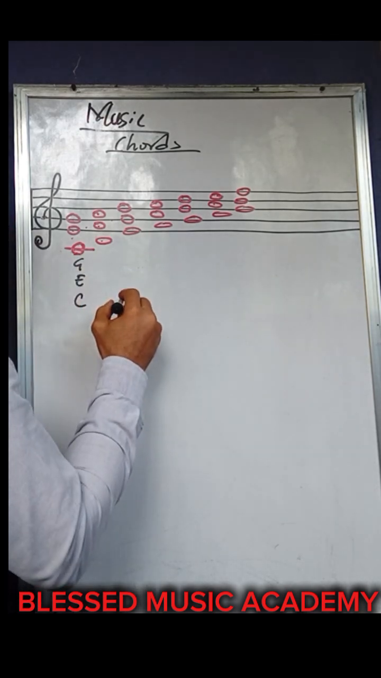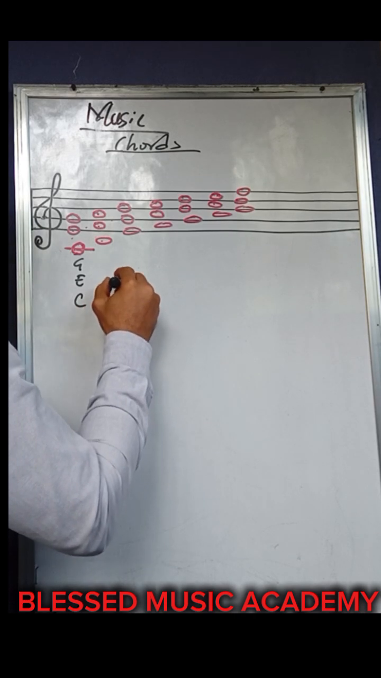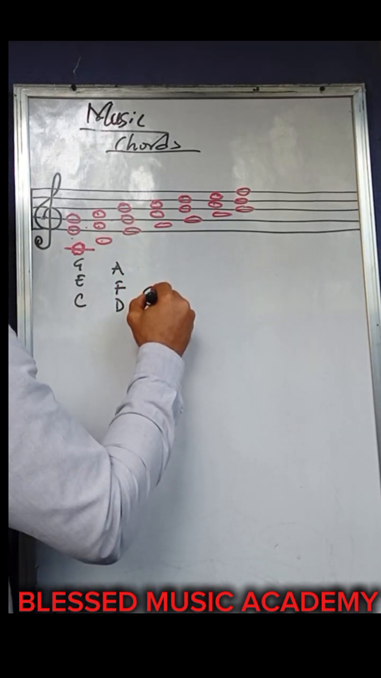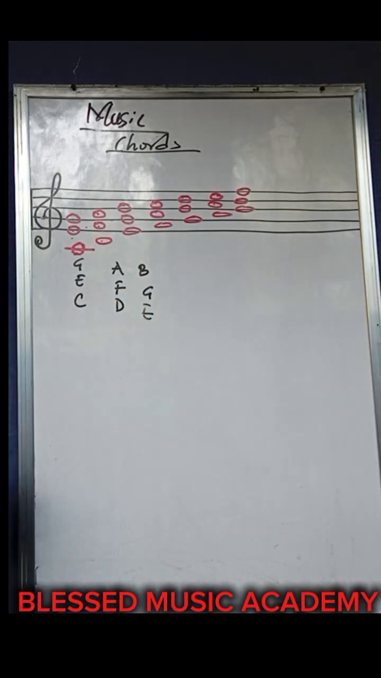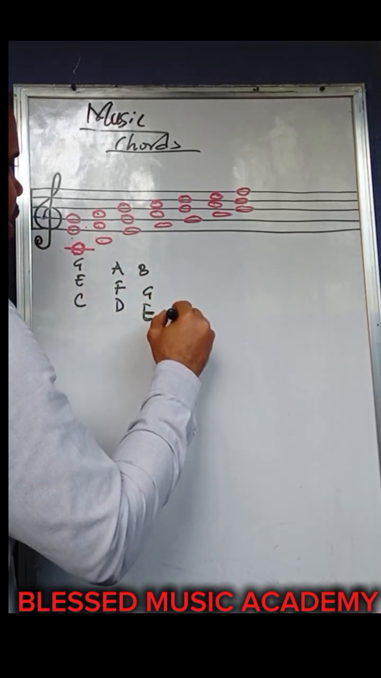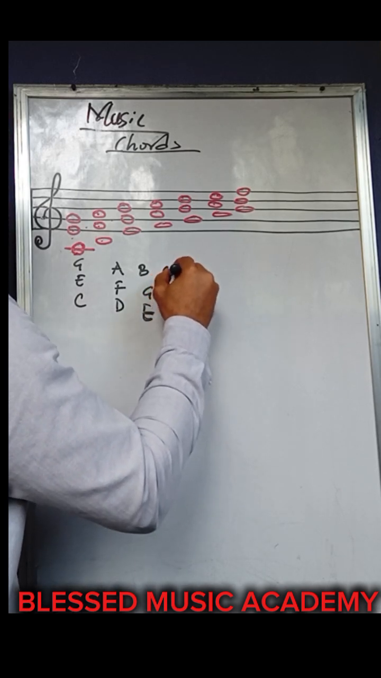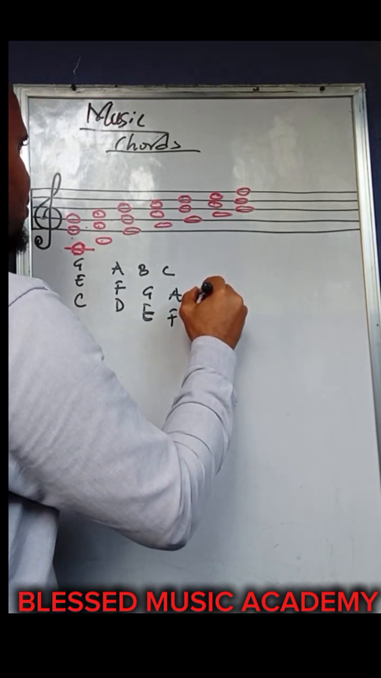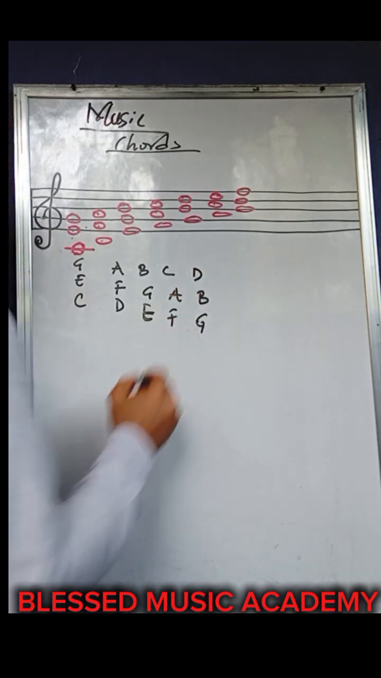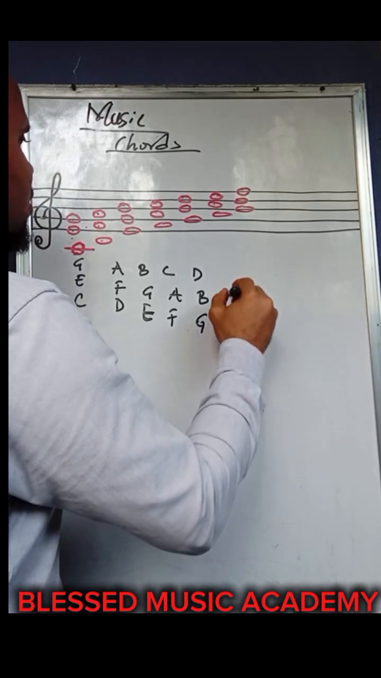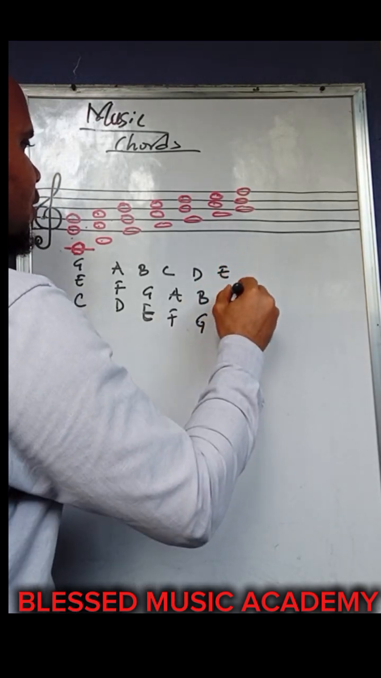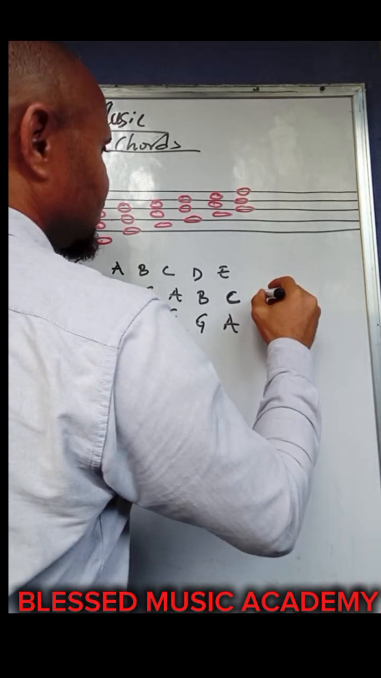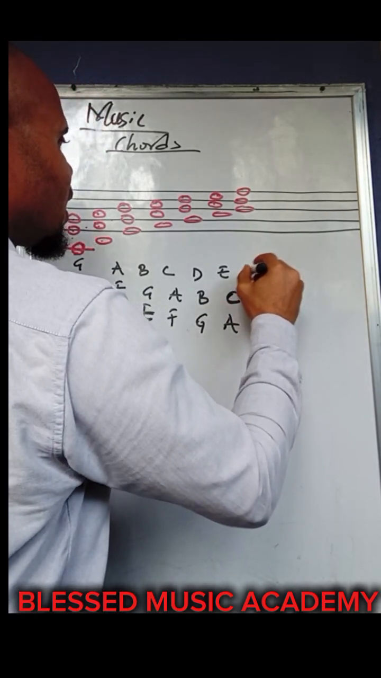This is D, F, and A. This is E, G, and B. This is F, A, and C. This is G, B, and D. This is A, C, and E. And then this is B, D, and F.